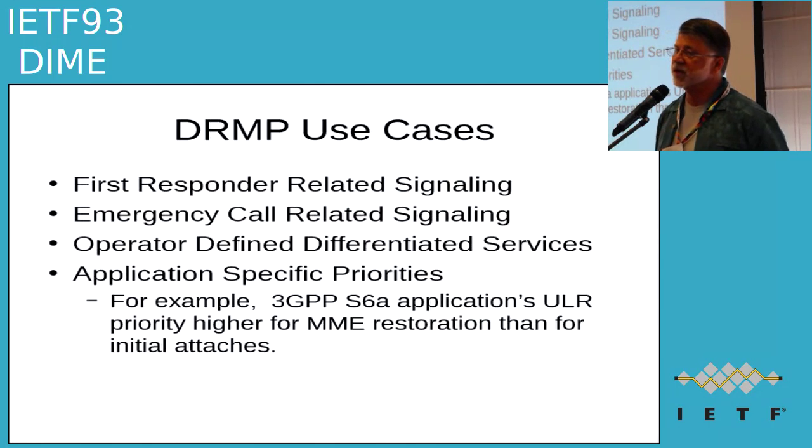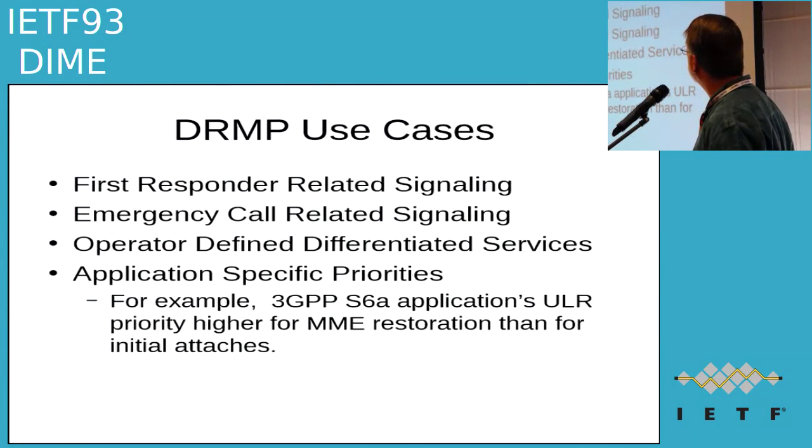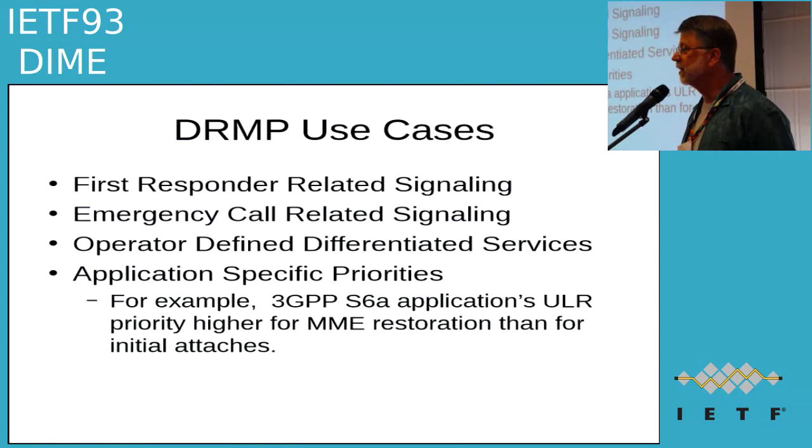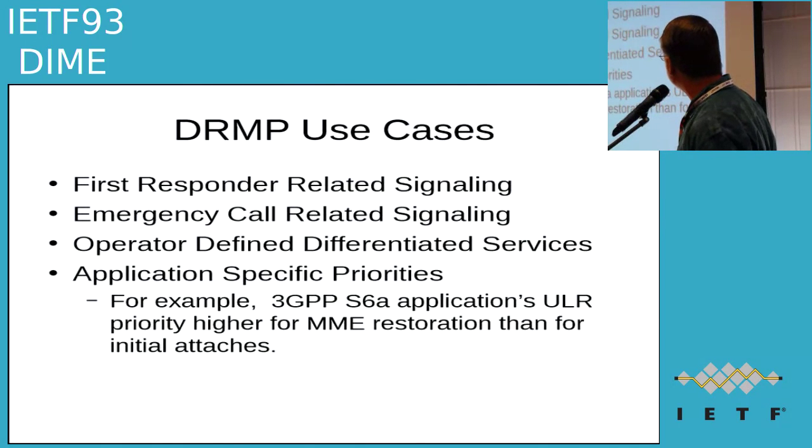So these are some of the use cases that were brought forward in discussions I had with various people. The first responder emergency call related. There may be differentiated services, cases where you promise better service to one customer over another, and you could use this to implement that potentially. And then also there are application-specific priorities, where for the same request, you might want that request handled differently based on the context that request is happening in.